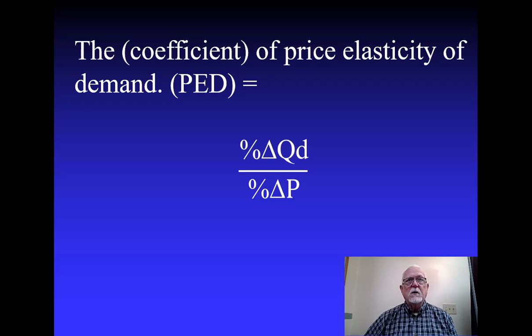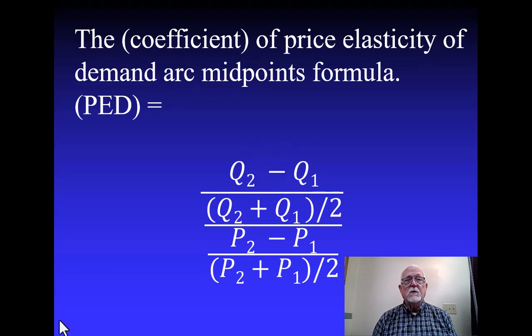So the coefficient of price elasticity of demand, a fancy term, sometimes you'll just hear it called elasticity of demand, but here's the whole technical name. From now on, I'm going to just call it the PED, the price elasticity of demand. The formula for that is the percent change in quantity demanded divided by the percent change in the price. But as I mentioned earlier, since we want the values to not be different if we're going up a demand curve or down a demand curve, we're going to actually take the average of the quantity demanded. So that's the Q2 plus Q1 divided by 2. We're going to take the average of the prices.